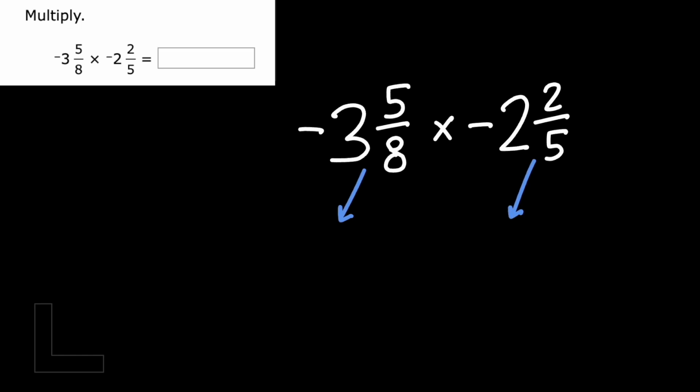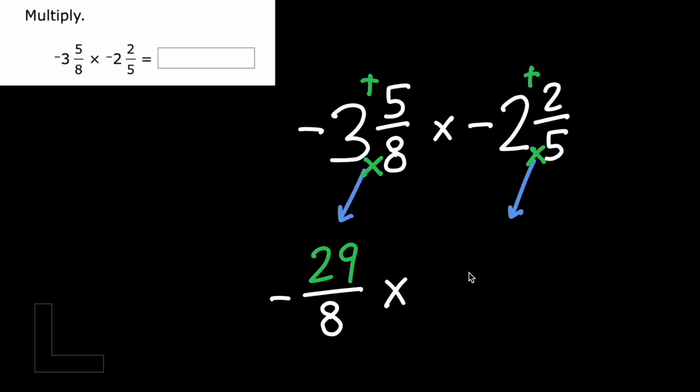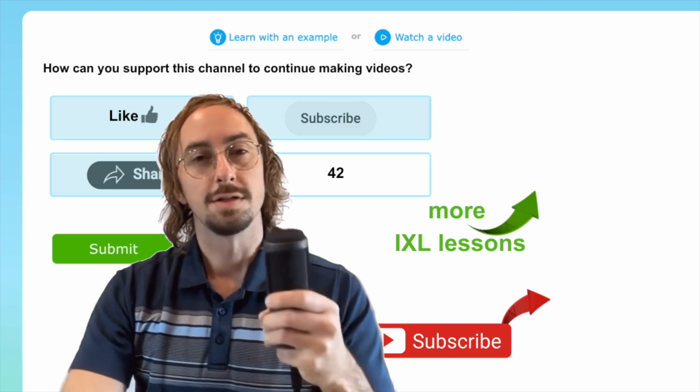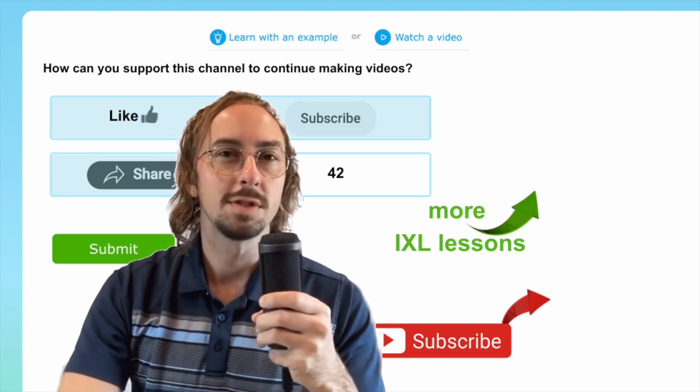Next, we're multiplying another two mixed numbers, so we'll solve it just like we did in the last one. Starting with the first mixed number, we have 8 times 3 is 24, plus 5 is -29/8. And for the second mixed number, we have 5 times 2 is 10, plus 2 is 12, so we have -12/5. Now putting it all together, we have 29 times 12 is 348, and 8 times 5 is 40. And since both numbers are negative, our answer is +348/40.